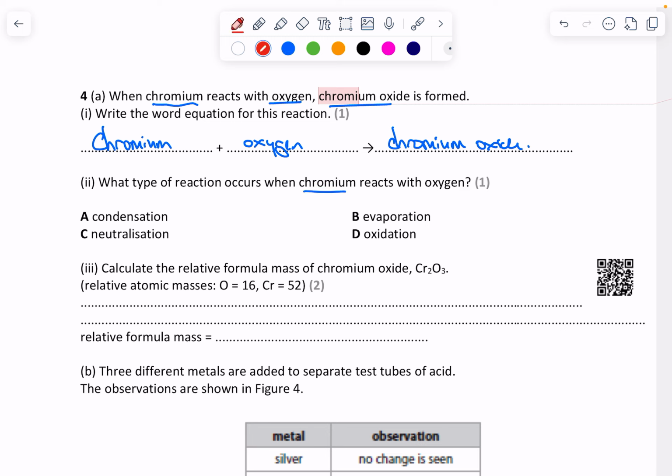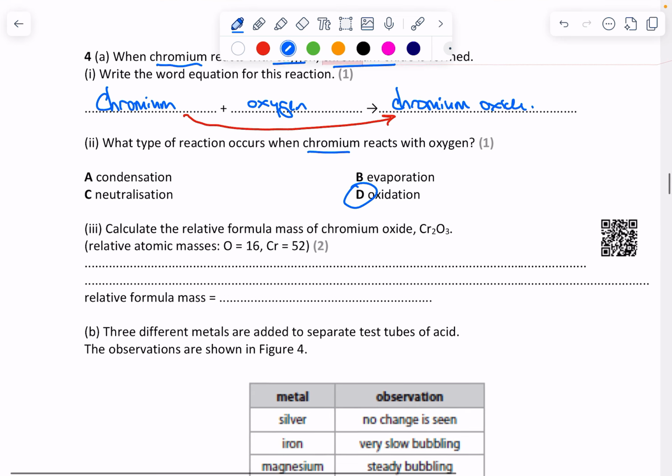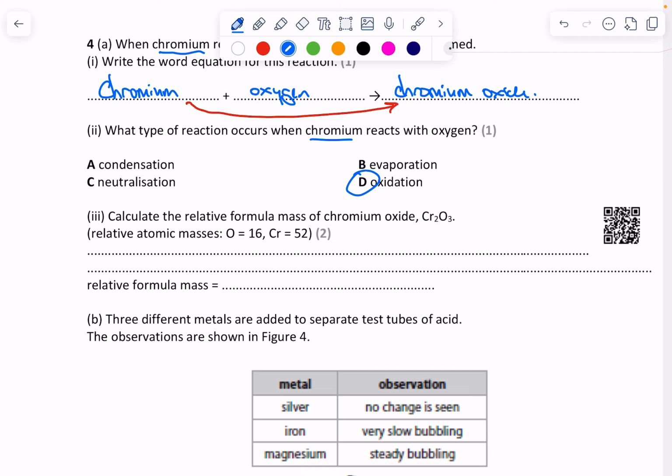So whenever we're adding oxygen, you can see here, all we've done here is take our chromium and add oxygen. Whenever we do that, that reaction is called an oxidation reaction. So that's option D. Calculate the relative formula mass for chromium oxide.